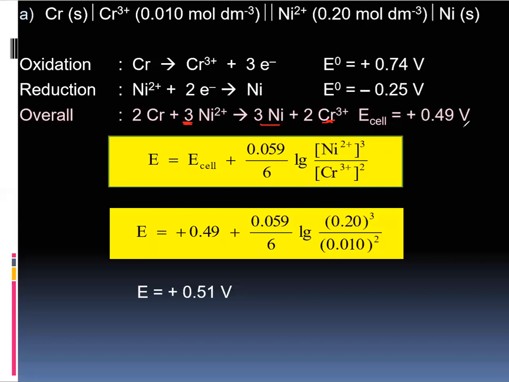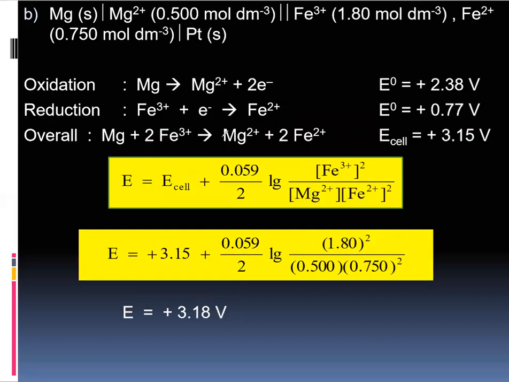So this will be equal to our E cell, which we've already calculated here to be 0.49. So 0.49 plus 0.059 all over 6, times the log of this value that was given. The concentration of nickel was given as 0.2 raised to the power of 3, all over 0.010 raised to the power of 2. Of course, follow the correct mathematical operations. You are going to arrive at plus 0.51 volts. So that is how to go about this question.